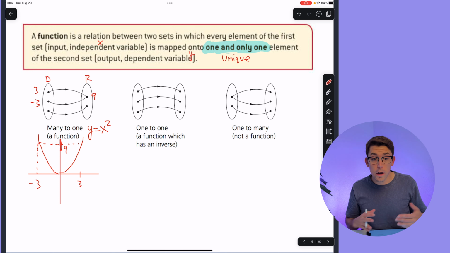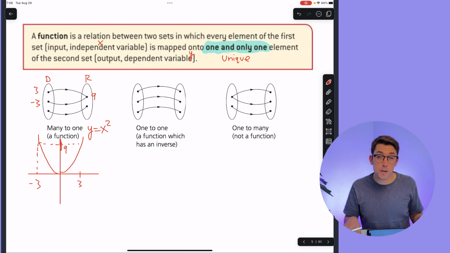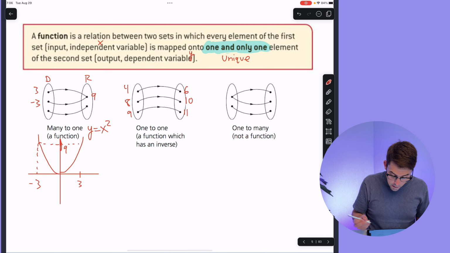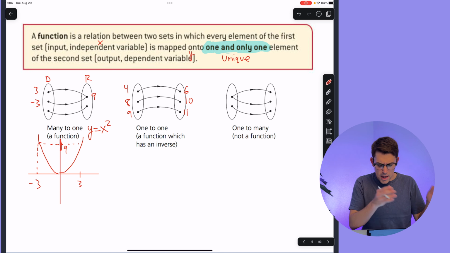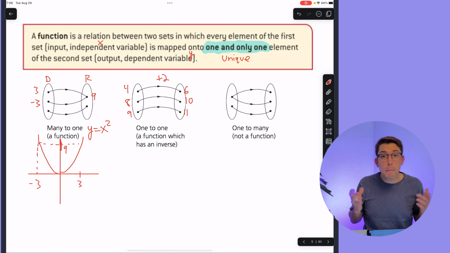Now, what is a 1 to 1? That's the most, I guess you could say basic, but that's going to be an example of a linear function. So a 1 to 1, which is also a function that has an inverse, you're going to be hearing that term later. Let's say I had 4 and 6. Then let's say I had 8 and then I had 10. And let's say I had 9 and then I had 11. Well, how do I go from 4 to 6, 8 to 10, and 9 to 11? You might already think, I am adding 2.